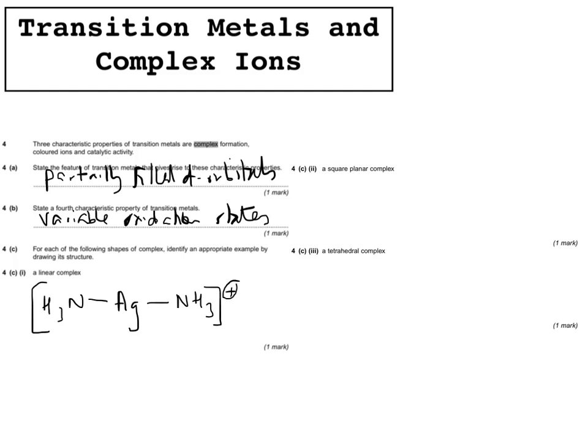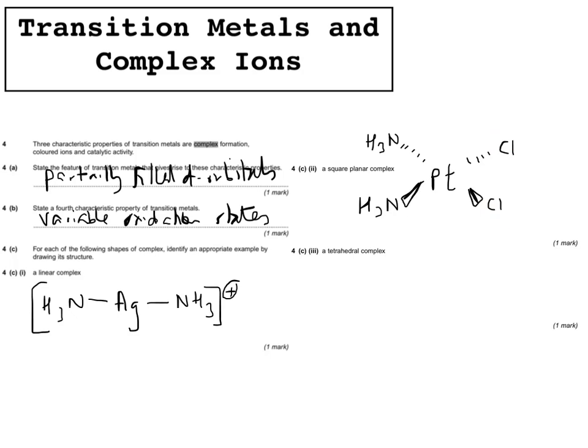A square planar complex, the example that I showed you was cisplatin, so that's platinum in the middle, and 2 chloride ions on one side, and 2 ammonias on the other side. This has no charge because platinum has a 2+ charge, but it also has 2 chloride ions attached to this, which cancels out that 2+ charge.